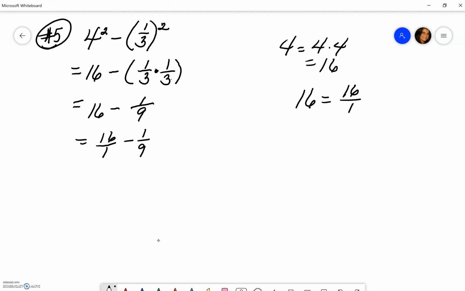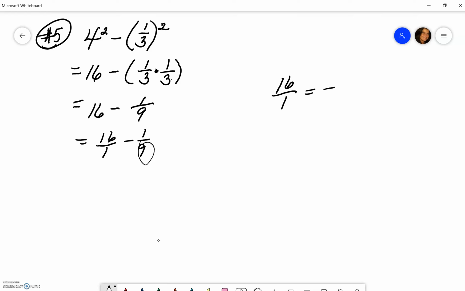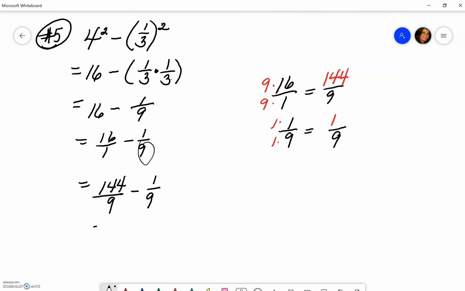Now you can see we don't have the same denominator. You can already see the lowest common denominator is going to be 9. So we have 16 over 1, and then we have the 1/9. 1 times 9 is 9, so 1 times 1 is 1. 9 times 1 is 9, so 9 times 16 is 144. So I'm going to write it out as 144 over 9 minus 1 over 9. You can clearly see that the answer is 143 over 9, because 144 minus 1. It doesn't simplify any further. That's the final answer there.